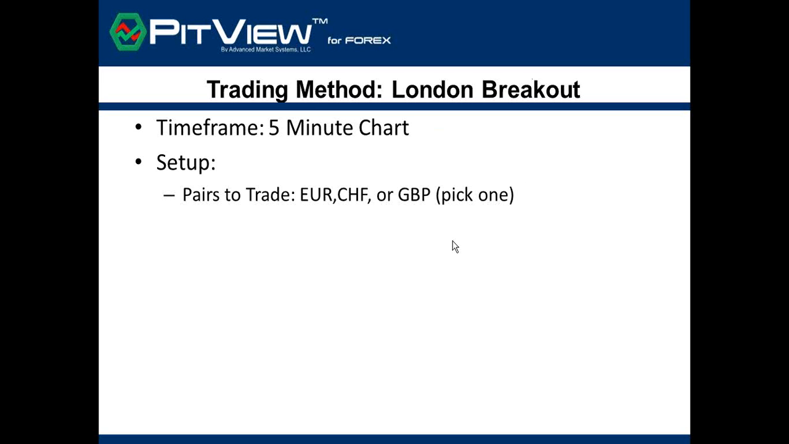So since we're trading during the London session, that includes the London and European markets, we want to focus in on the pairs that trade most actively during that session, which are going to be the currencies: the euro, the Swiss, or the pound. Generally speaking, people that utilize this strategy do it with the dollar-based pairs, which are called the majors, like the euro dollar, dollar Swiss, or pound dollar.